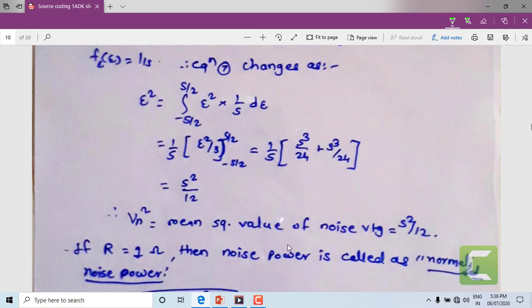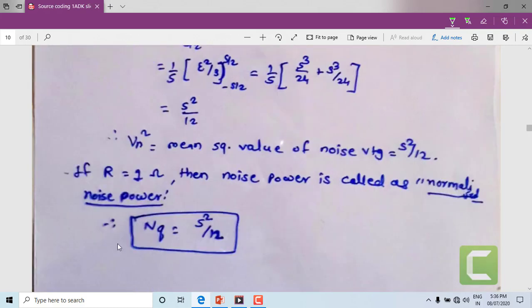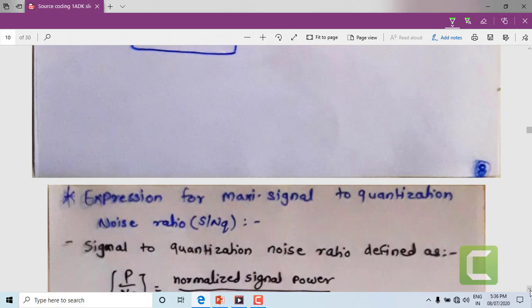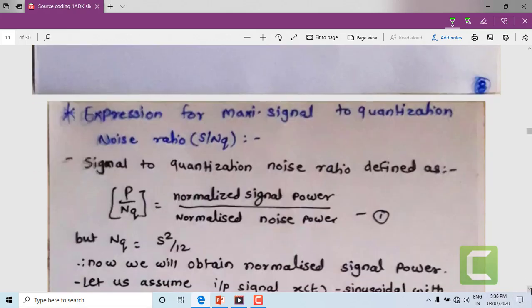But we know the mean square value will be written as a normalized value if for R we substitute 1. So the noise value for the quantization process is nothing but S square divided by 12. When we are obtaining the expression for maximum signal to quantization noise ratio, it is nothing but the ratio of normalized signal power to the normalized noise power. And just now we have derived the normalized quantization noise power value is S square divided by 12.